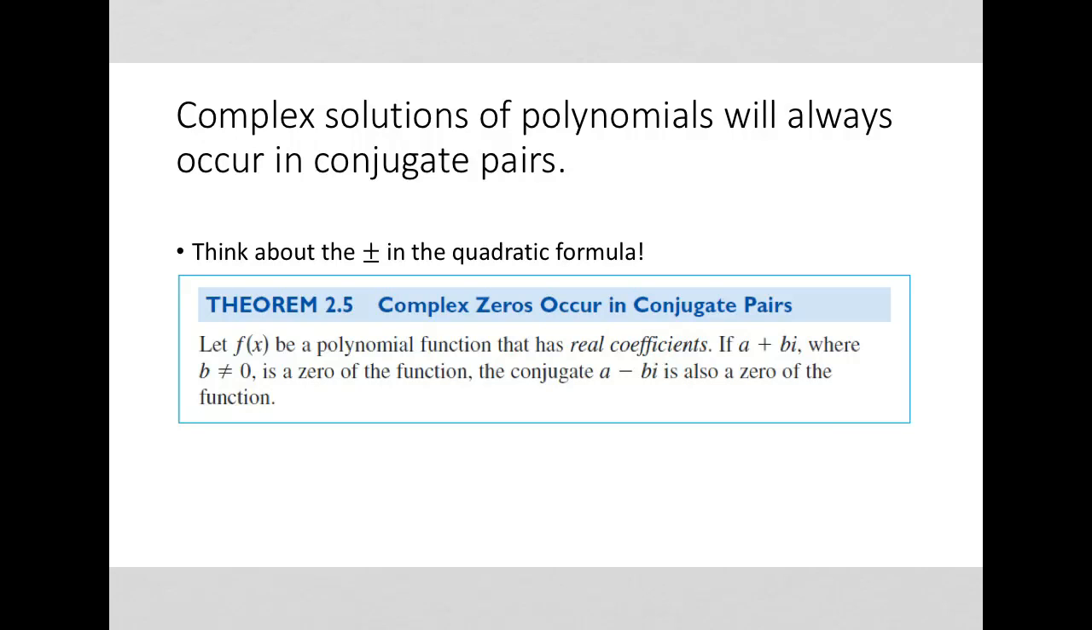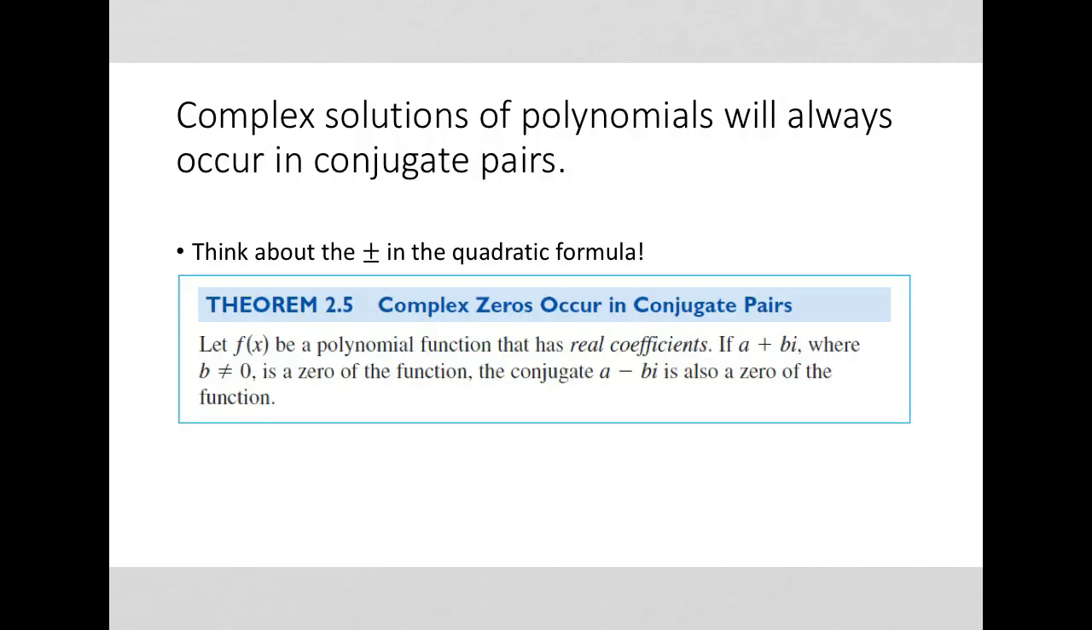Alright, so we're going to hit the key ideas from our Unit 2, Day 5. We're talking about the fundamental theorem of algebra and looking again at using complex numbers to factor irreducible polynomials.